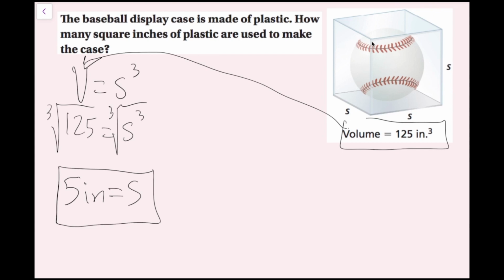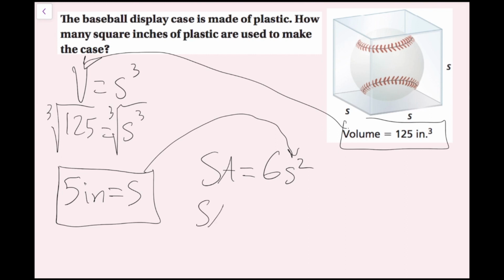Now notice, there are 6 faces of this cube. And if you didn't know the surface area formula for a cube, the surface area, I'll just write it as SA, that is equal to 6 faces and then the area of the square. Well, the area of a square is the side length squared. So that's just going to be 6 times S squared. So to figure out the surface area, or in this case, how many square inches of plastic are used to make this case, I can just plug this 5-inch side length into our surface area formula.